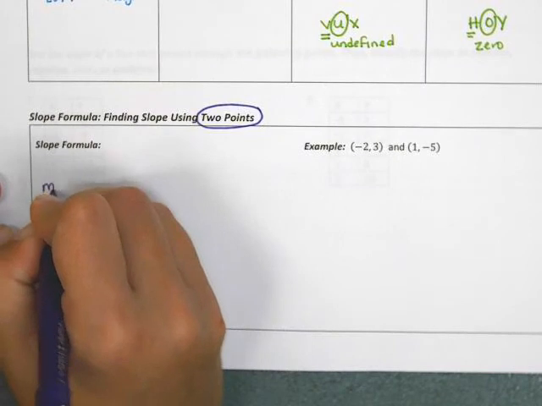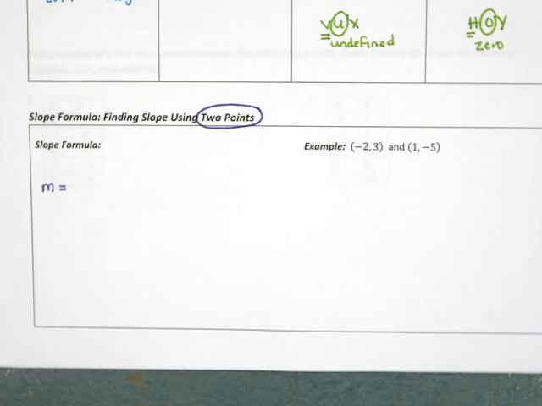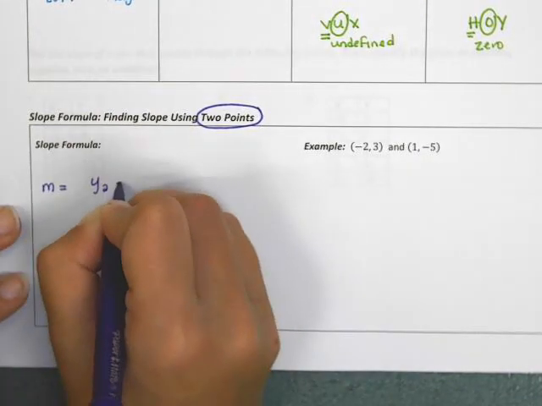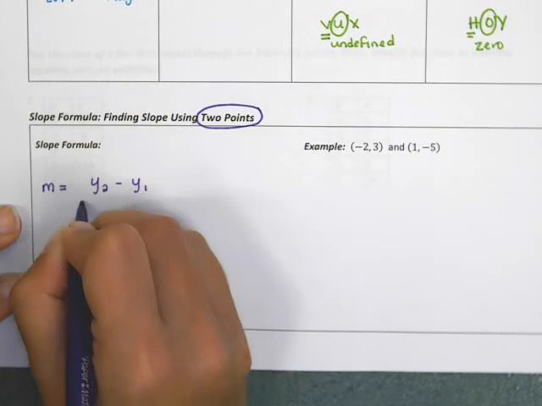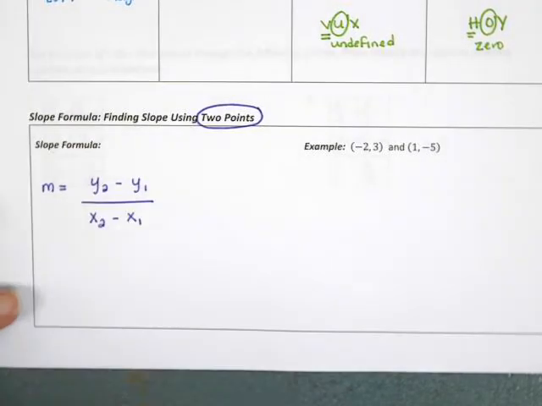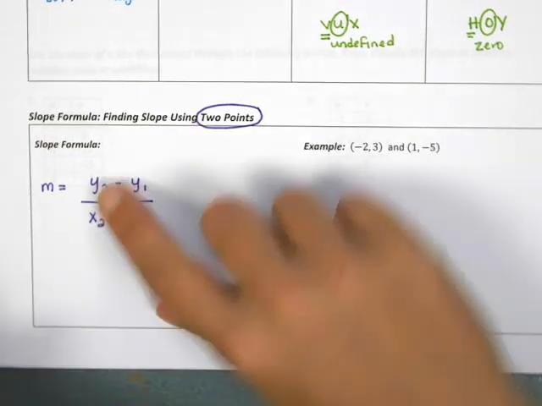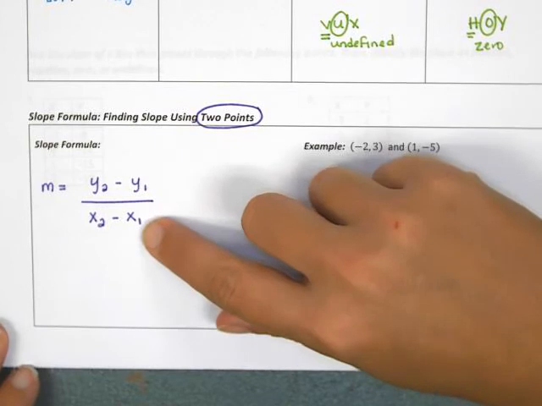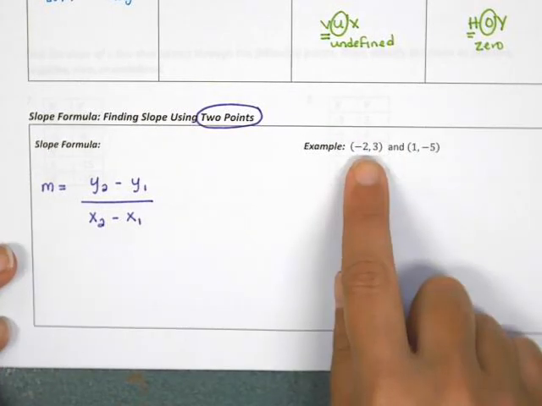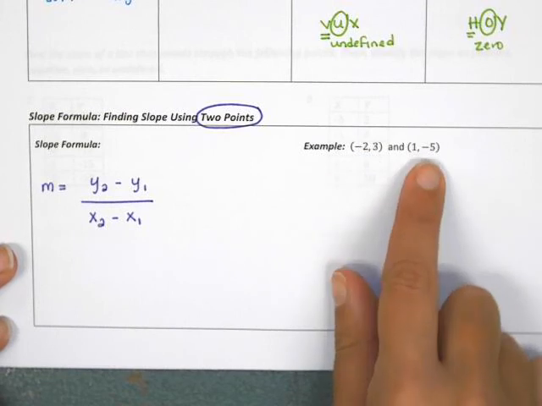So the formula that we use to find the slope of a line when we have 2 ordered pairs instead of a graph is this: y2 minus y1 over x2 minus x1. Now let me explain what this means a little bit. The little number 2's and the little number 1's tell you which ordered pair to look for. Do I look at the first ordered pair? That would be number 1. Or the second ordered pair? That would be number 2.